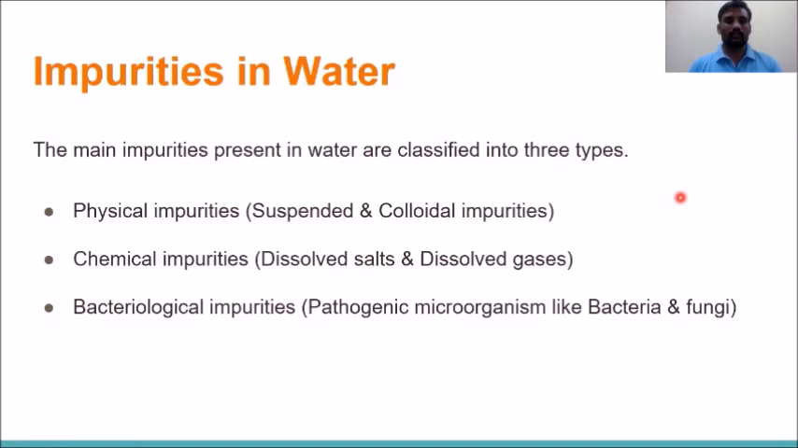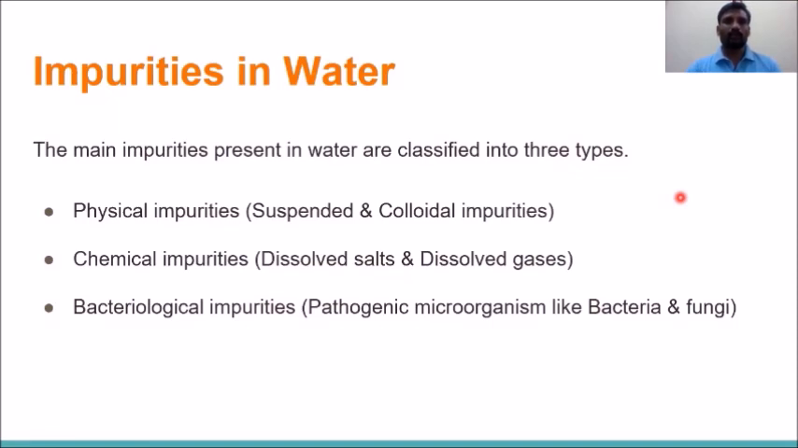So these are the physical impurities. The next one is chemical impurity, which contains two different categories: dissolved salts and dissolved gases. We all know about salts, right? Dissolved salts are a combination of anions and cations. They may be chloride, sulfate, bicarbonate, and carbonate salts of calcium, magnesium, sodium, potassium, etc. For example, calcium chloride, calcium sulfate, calcium bicarbonate, calcium carbonate. Similarly, magnesium carbonate, magnesium sulfate, magnesium chloride, etc. These salts make the water hard.